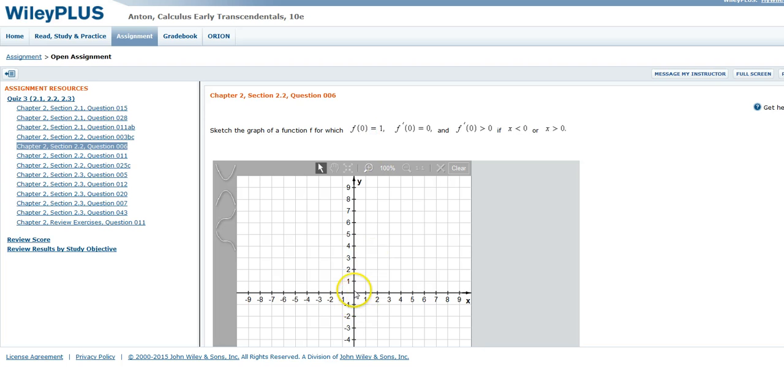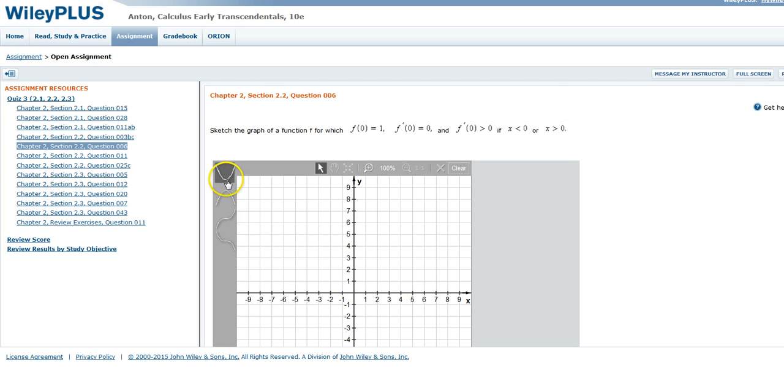is 1. So I need to know that there's a point that is 0, that when I plug in 0 I get out 1. Then the function slope, this represents slope, so the slope at 0 is 0. And then this is saying the derivative is the slope, so the slope is greater than 0 if x is less than 0, or if x is greater than 0.